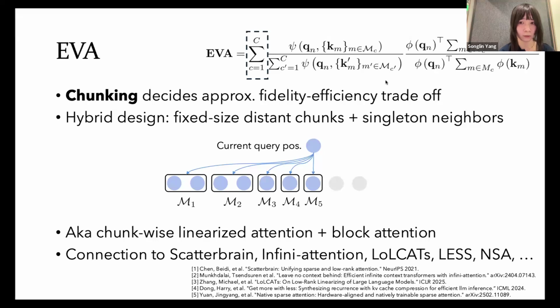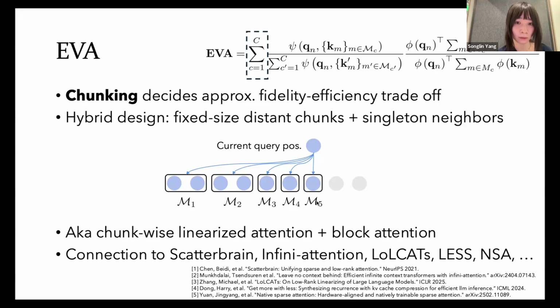The most critical component here for EVA is perhaps the chunking strategy. We just use a very simple and heuristic hybrid design. For each query position, we basically maintain two different types of groups. For the most recent neighborhoods, we define them to be singletons that contain exactly one element, so it's like doing exact attention or some local attention mechanism. And for more distant ones, we define them to be fixed-size chunks.